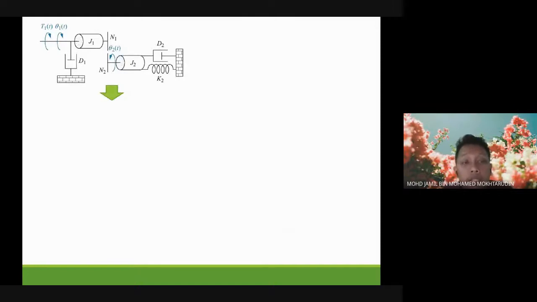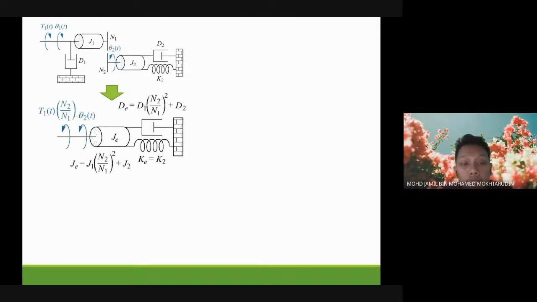Then from the system, we have calculated the equivalent damper, equivalent inertia, and spring. Now we can redraw the system into a single degree of freedom system with new damper, J and K. Here the new damper is DE, new J is JE, and new K is KE. And we also transfer the torque. So here we calculate T2. T2 equals T1 times N2 over N1. Here we don't square, because this uses the gear ratio formula. The square is for impedance transfer only.